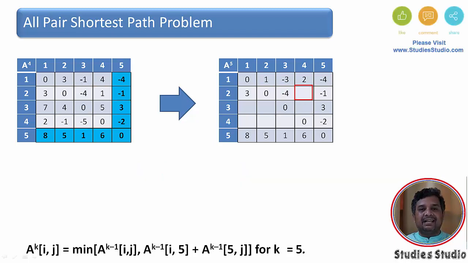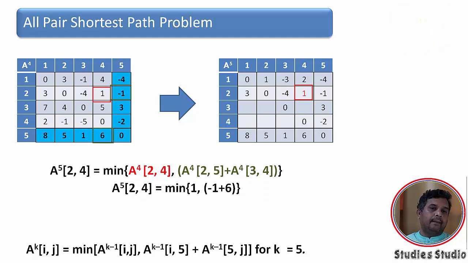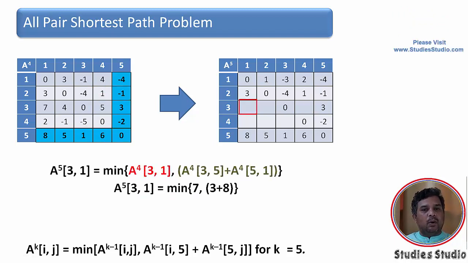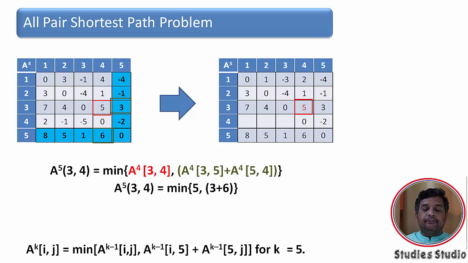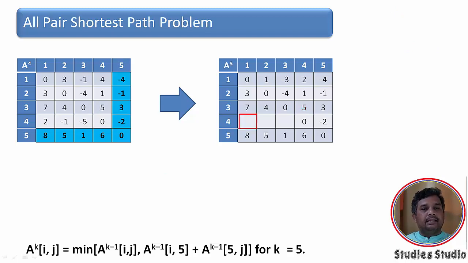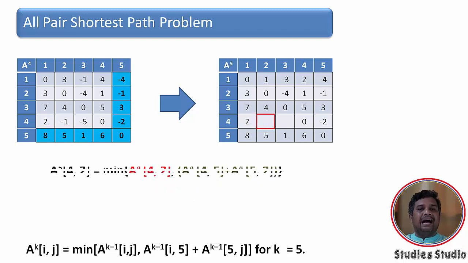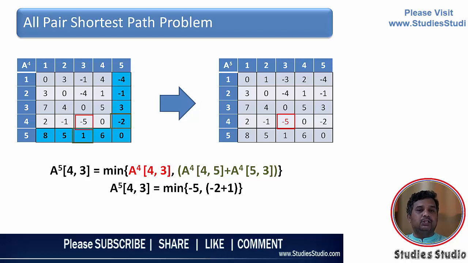The next empty cell is 2, 4. So the 2, 4 value I am having is 1, and the projected is 6 plus minus 1 and 1. Which one is smaller? I am going to write it here. That is 1. Similarly, 3, 1 value I will be getting 7. 3, 2 value I will be getting 4. 3, 4 value I will be getting 5. Then 4, 1 value I will be getting 2. 4, 2 value I will be getting minus 1. 4, 3 value I will be getting minus 5.